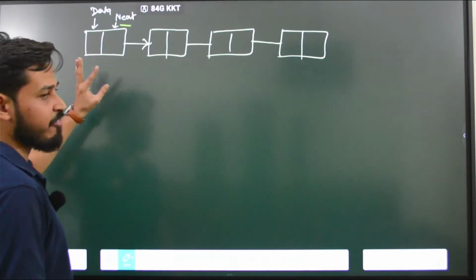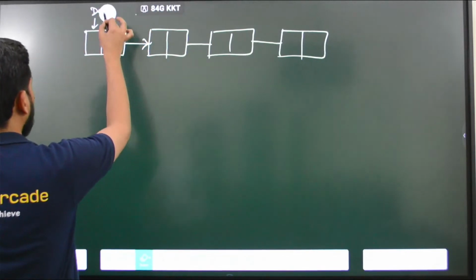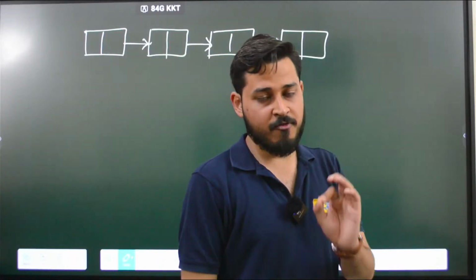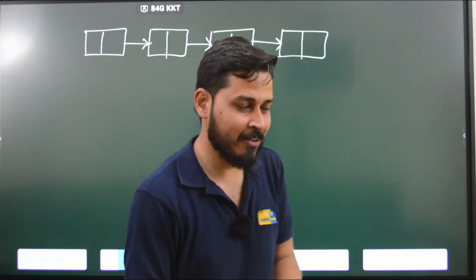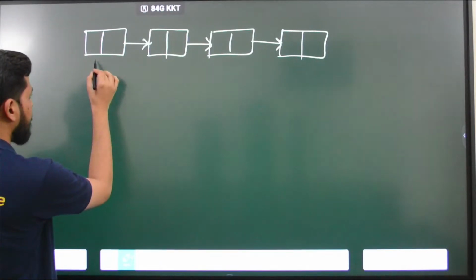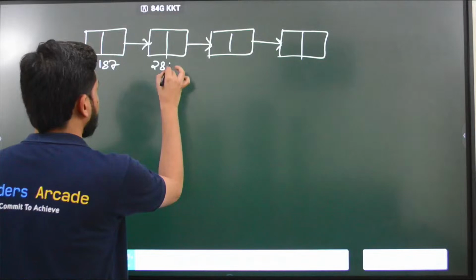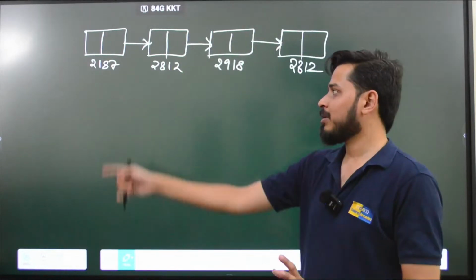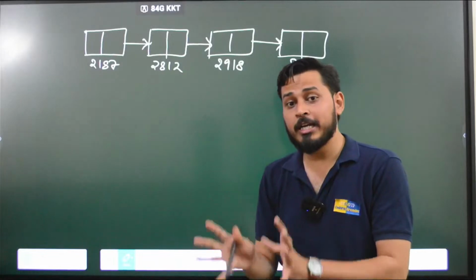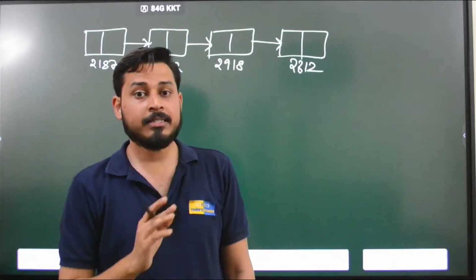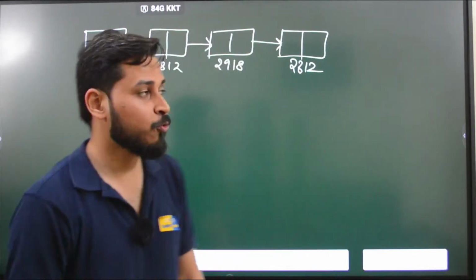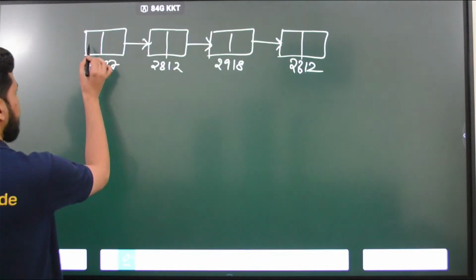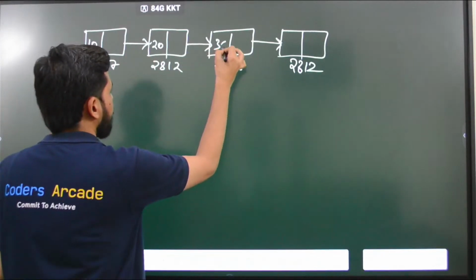I told you that every single node in this case will contain its own address. If every node is holding its data and has its own memory allocated, that means it will have some address. So let's say I'm going to take random addresses like 2187, 2812, 2918 and 2312. I took some random numbers representing that every node has some memory address, and these numbers are not actually the numbers, these are addresses. Addresses are stored in hexadecimal value. If I write hexadecimal here it will get confusing, so I am going to explain in numbers. The data is stored, so let's say 10, 20, 30 and 40, the data is stored like this.